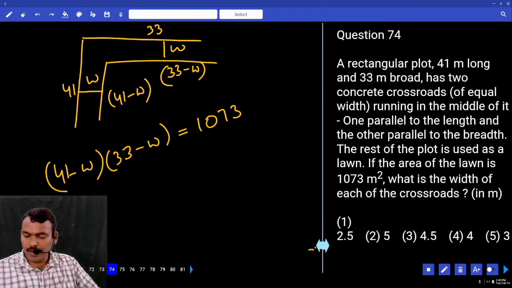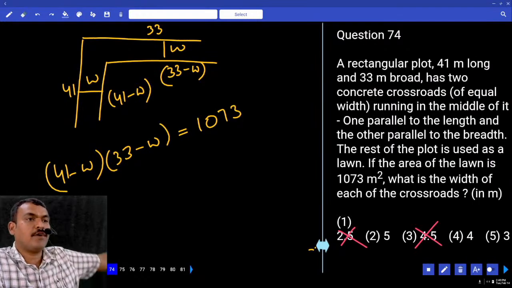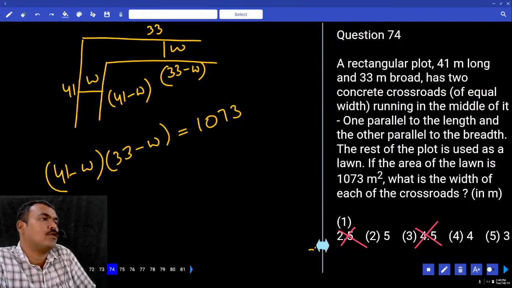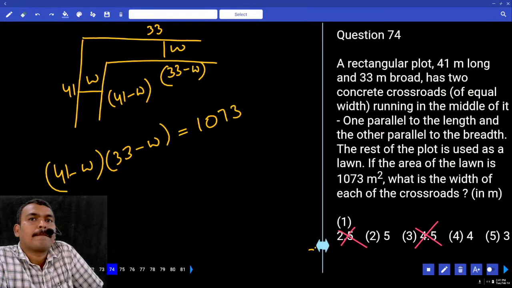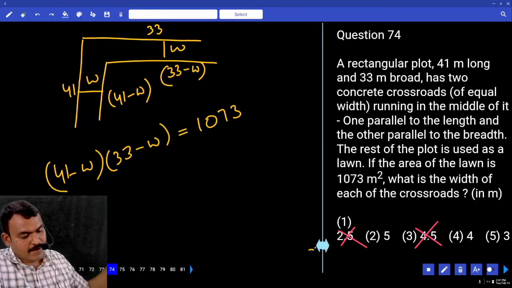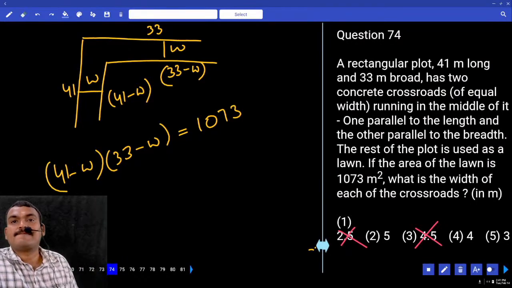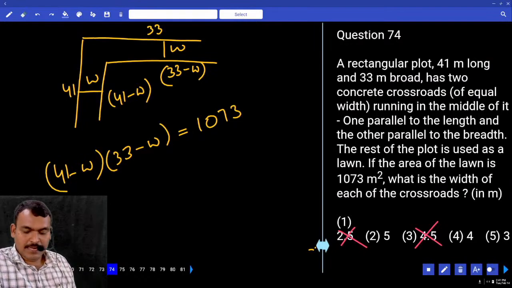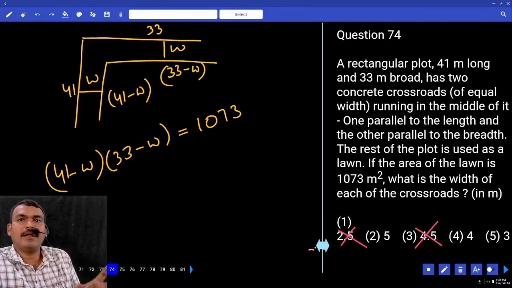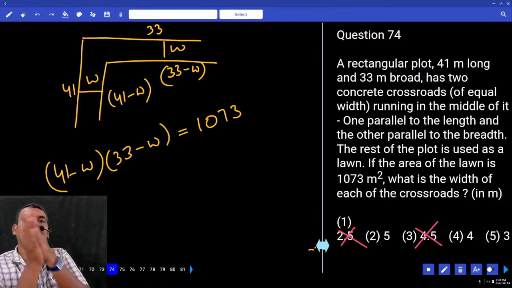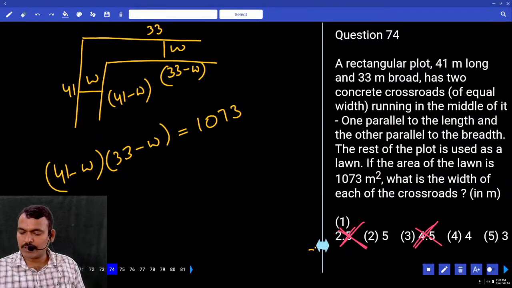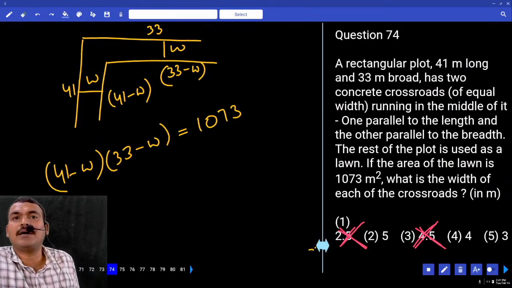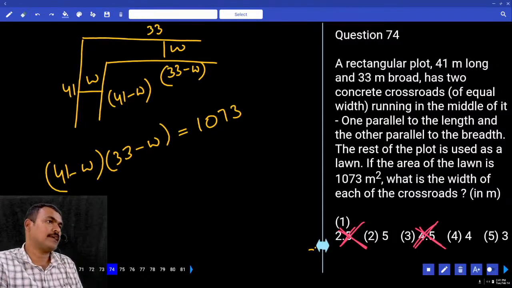Okay. 2.5 not possible, 4.5 also not possible or not? Because 41 minus 2.5, we get how much? 38.5. 33 minus 2.5, we get decimals or not? Both multiplied, we get an end with 0.5 something or not? Means the first option not possible, the third option also not possible. What is the second option? 5. Verify the second option.